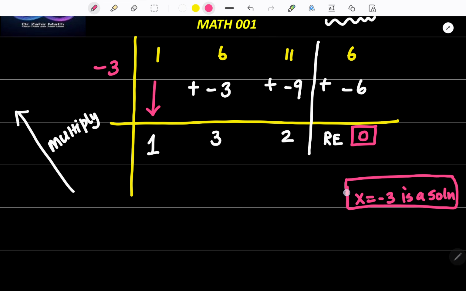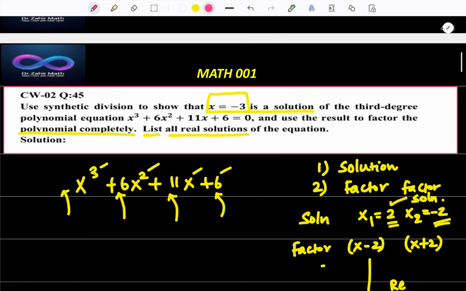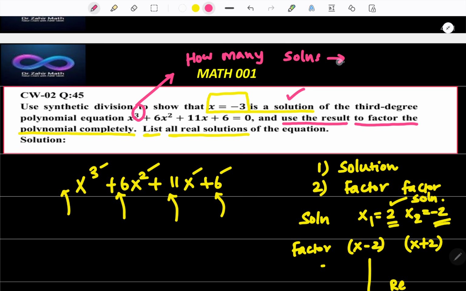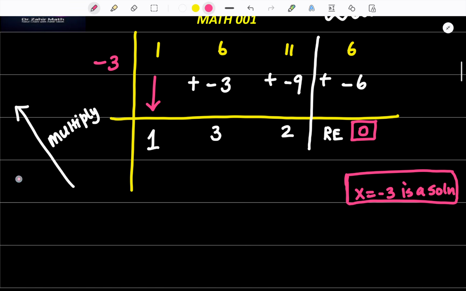So this is the first step is over. Is this the answer, teacher? No. It is not the final answer. Keep here. Use synthetic division to show that x equals minus 3 is a solution. This finished. After that, use the result to factor the polynomial completely. What do you mean by factor the polynomial completely? What is the highest power here? 3. So 3 means how many solutions it has or how many factors? It has 3. So I have to get 3 answers. Okay, right. So now the given equation is x power 3. I divide by x. So what is the answer?